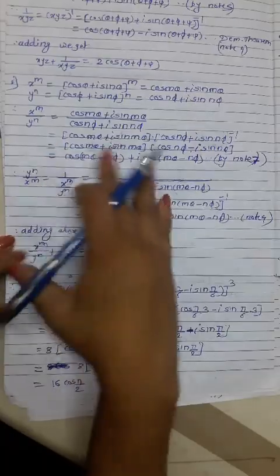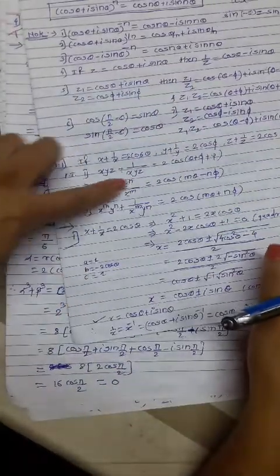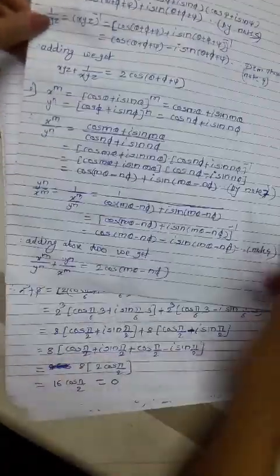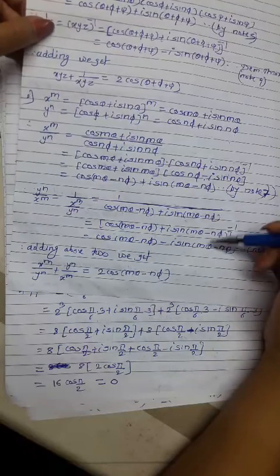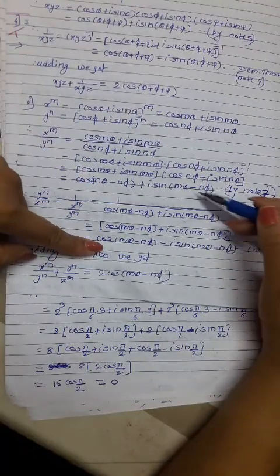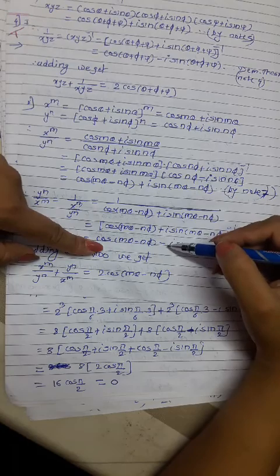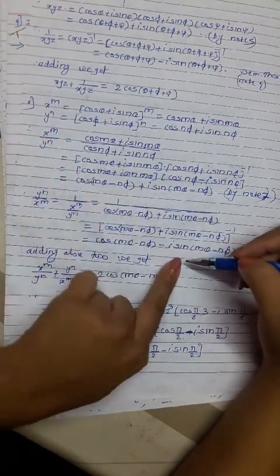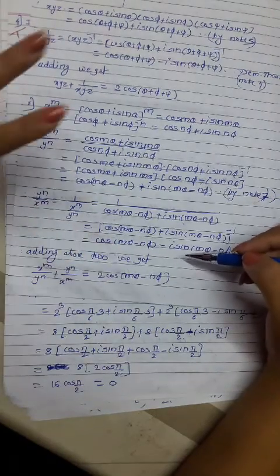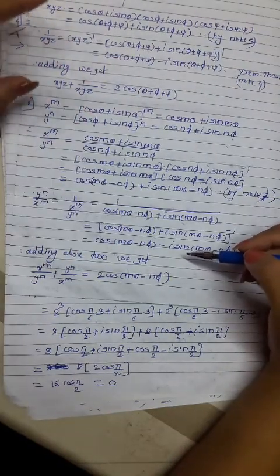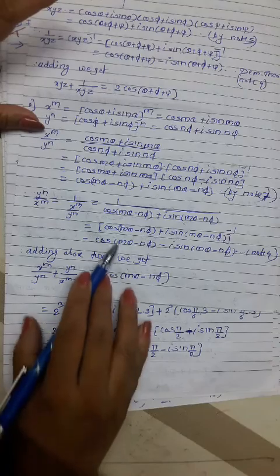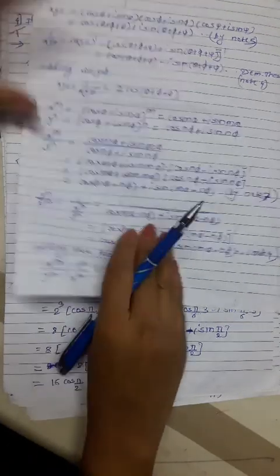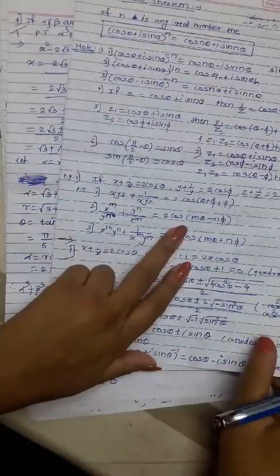Okay, now what do we have to prove? The addition of these two becomes this. If you observe these two, the cos term is the same and the sin term is the same but opposite in sign. Therefore, if we add these two terms, the sin gets cancelled and cos becomes 2 times the term. That becomes 2 times cos of m theta minus n phi, which we had to prove.